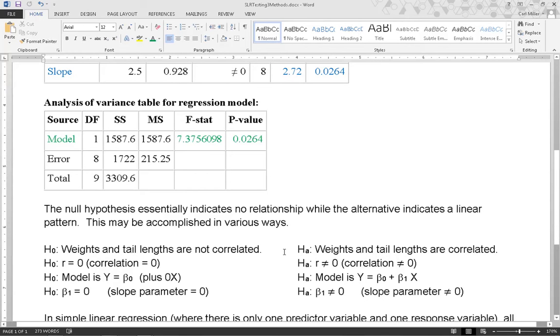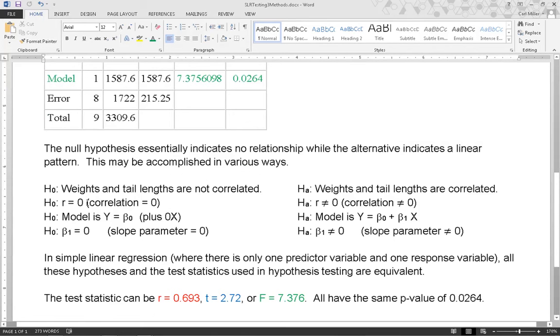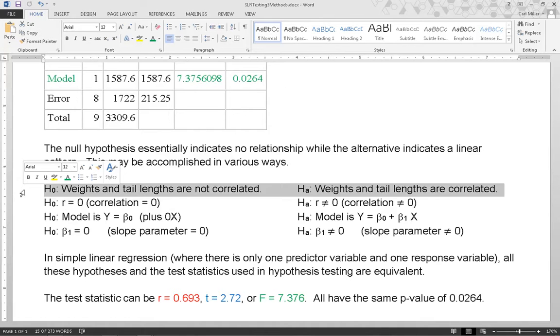The null hypothesis essentially indicates that no relationship exists between your two variables x and y, while the alternative indicates that there is some type of linear pattern in the data. And this can be accomplished in different ways. For example, you could write it out in words. Weights and tail lengths are not correlated under the null, and under the alternative, weights and tail lengths are correlated.